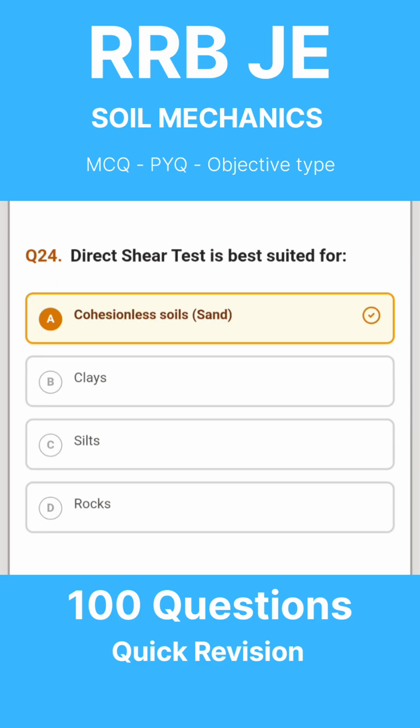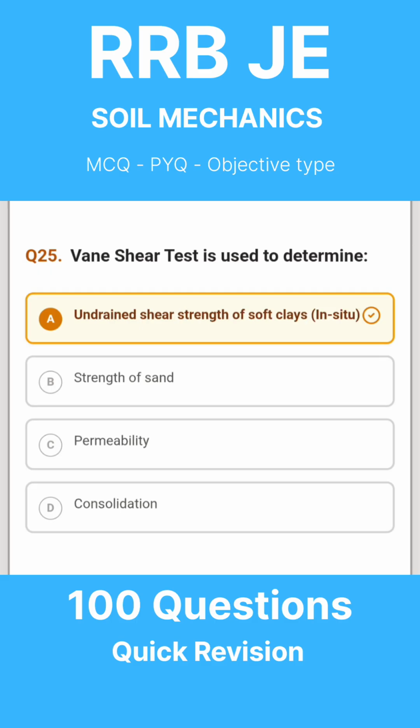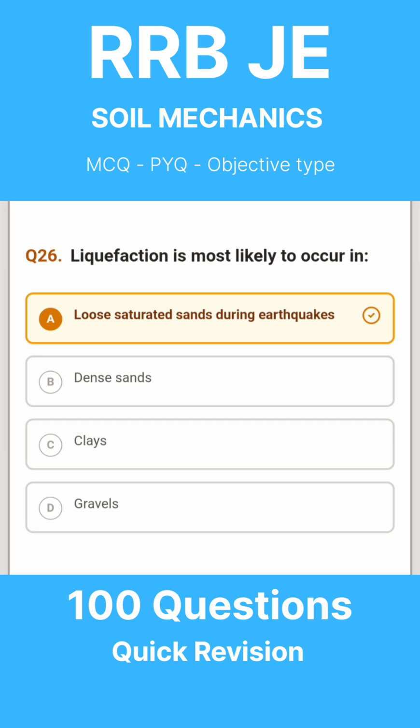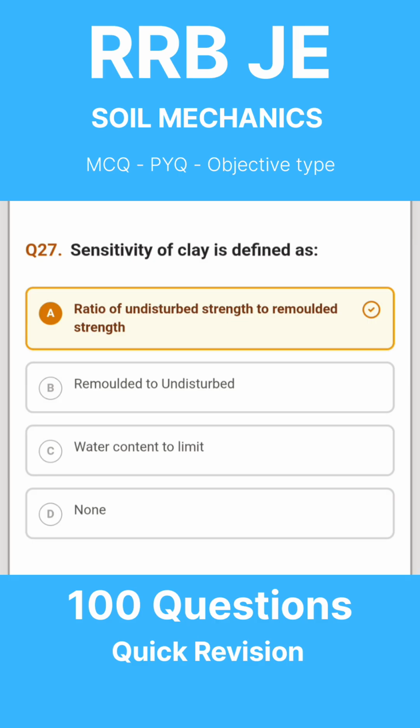Question 24. Direct shear test is best suited for. The correct answer is cohesionless soils, sand. Question 25. Vane shear test is used to determine. The correct answer is undrained shear strength of soft clays in situ. Question 26. Liquefaction is most likely to occur in. The correct answer is loose saturated sands during earthquakes. Question 27. Sensitivity of clay is defined as. The correct answer is ratio of undisturbed strength to remolded strength.